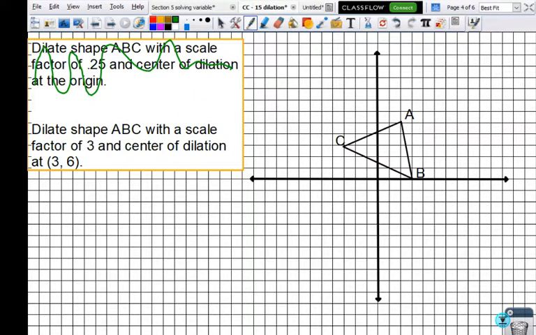So you're gonna dilate this shape ABC with a scale factor of 3 and a center of dilation at 3, 6. Keep in mind, your first dot is not right in the middle. It is going to be at 1, 2, 3, 1, 2, 3, 4, 5, 6. It's going to be right here, kind of where A is, the letter A. So that's your center of dilation. So you don't count from 0, 0. You count from the center of dilation, which is at 3, 6.